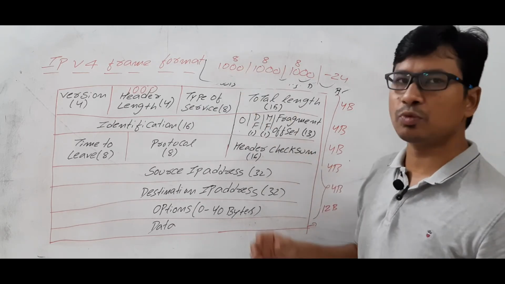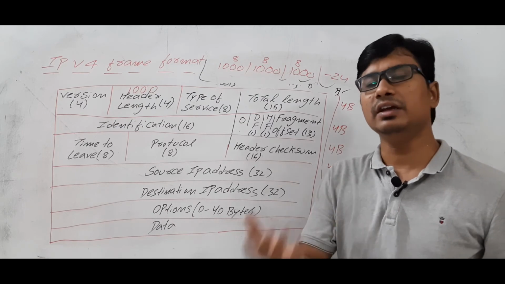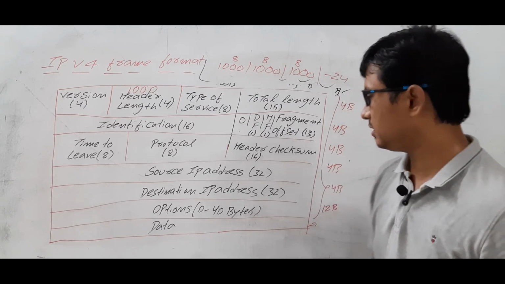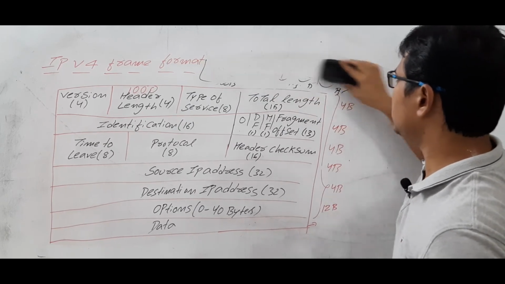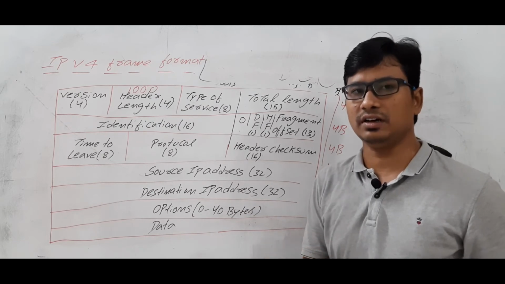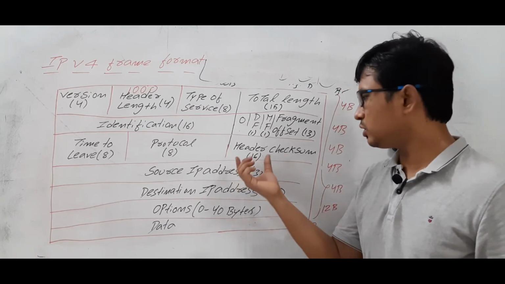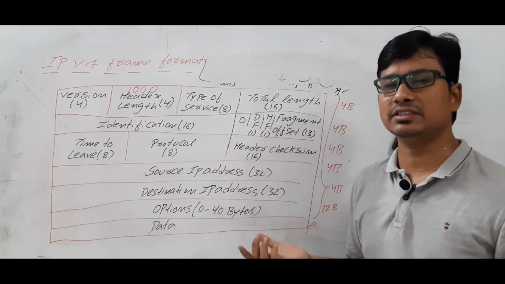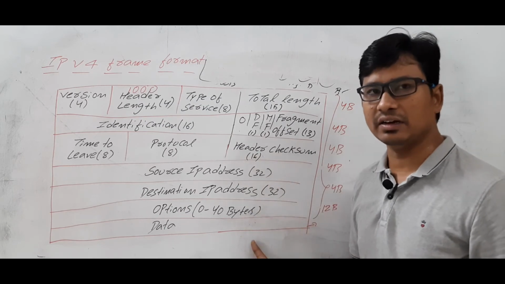If any bit is modified, the result will not become 0. Then the receiver will identify that there is an error in the packet. So then you can ask me one doubt. Sir, usually you are saying that the checksum will be useful for detecting the errors in the data, but why is it called a header checksum? Why should it not be called a checksum or a data checksum? We will not perform the checksum for the data.